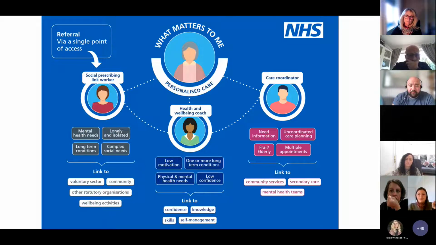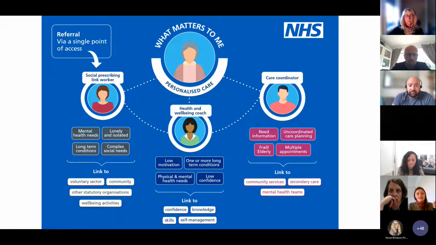This particular example here shows a referral coming in through a social prescribing link worker as a single point of access, but we know in practice that isn't the case on the ground, and referrals certainly can come in from all different routes. As we just heard from the care coordinator, they may well be doing risk stratification and direct tailoring of support to frailty and risk registers, for example.